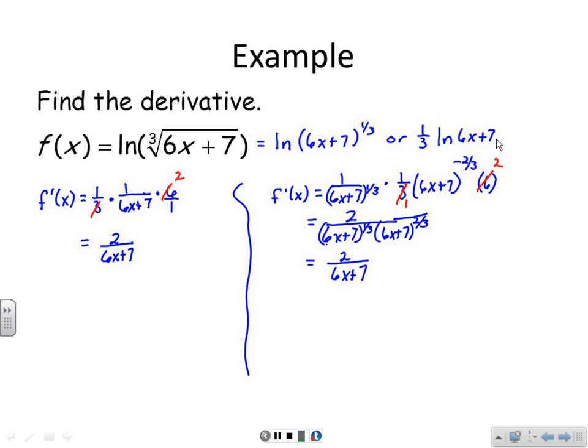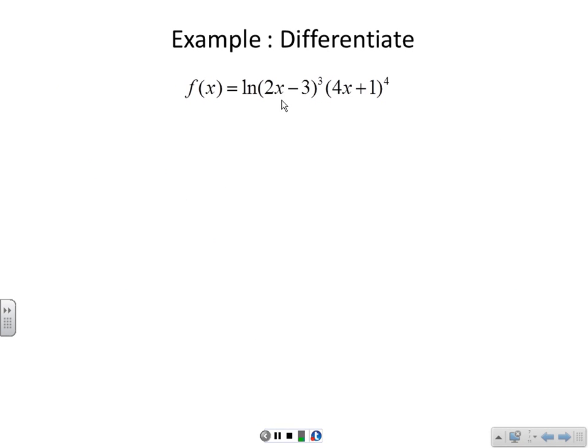If you move your power over to the front and then take the derivative from there, to me, that's easier than using the chain rule. But again, if you forget to use that power rule and move the exponent over to the front, then you are going to have to use the chain rule. Alright, so let's look at this one.